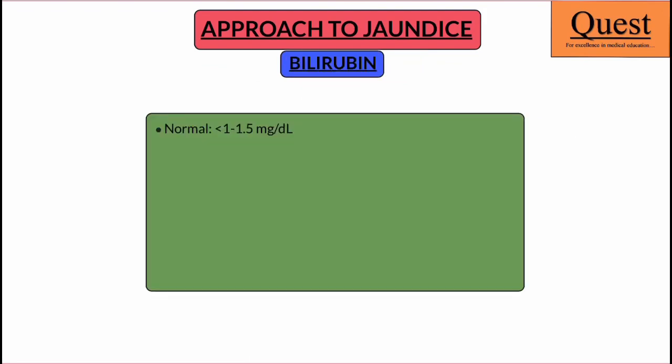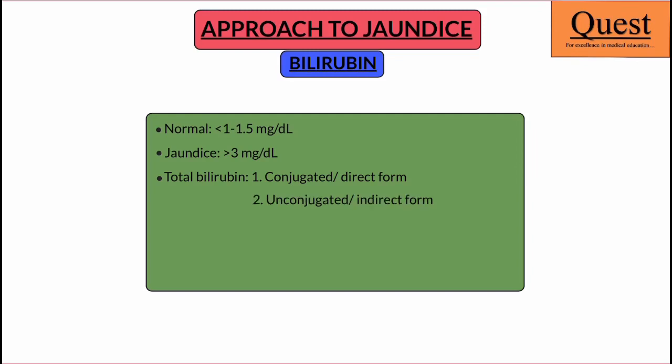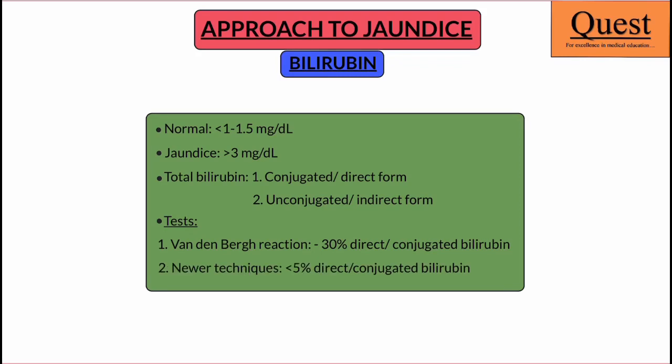Normal bilirubin is less than 1 to 1.5 mg per deciliter. But once it crosses more than 3 mg per deciliter, that's when we notice jaundice. The total bilirubin can be present in conjugated or direct form as well as the unconjugated or indirect form. When tested via the Van den Bergh reaction, up to 30% of this bilirubin is direct or conjugated bilirubin. But by the newer techniques, we actually know that the conjugated component is less than 5%.